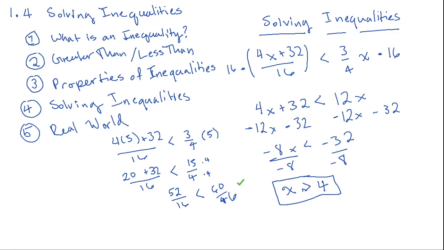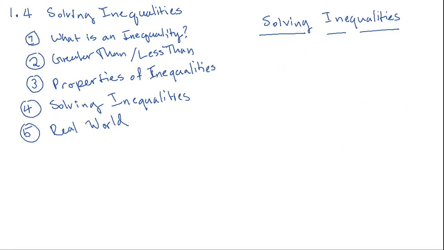Now, another way you could have done that is just figured out what the decimals were. Okay, you could have just done 15 over 4 and seen if that was bigger than 52 over 16. Either way, it works out. It checks out. All right, let's do one more problem before we get into our real world examples.